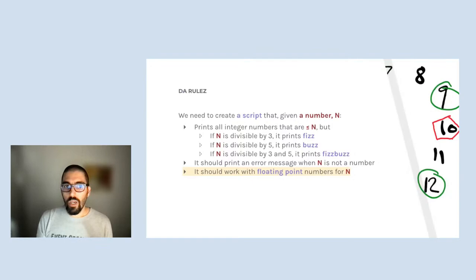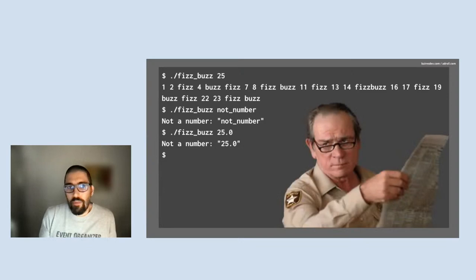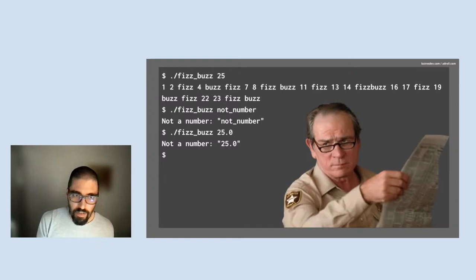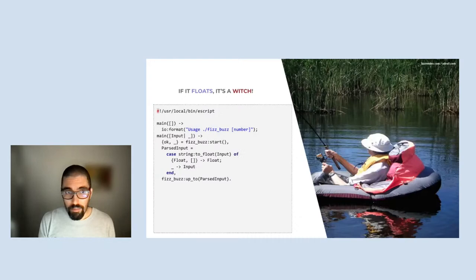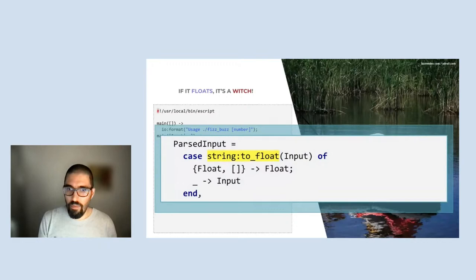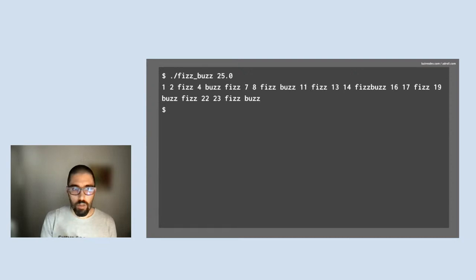So for the sake of it, let's try. Let's see what happens. And of course, what do you expect? 25.0 is not an integer. It won't work. Fair enough. Instead of converting to integers, we have to convert to float. Easy peasy. We convert to float, provide the input, fair enough. So FISBUS 25.0 works perfectly. FISBUS not a number returns an error.